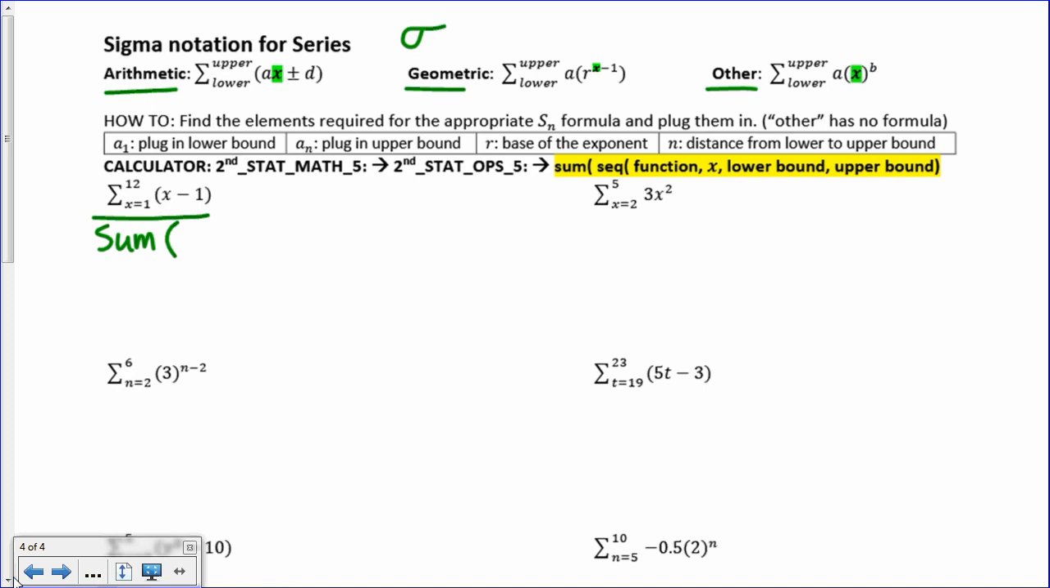Now we're going to hit second stat again, but instead of going to math, you're going to go to ops. Don't hit enter. We're just building what we want it to do. Second stat, and then you go to ops 5.